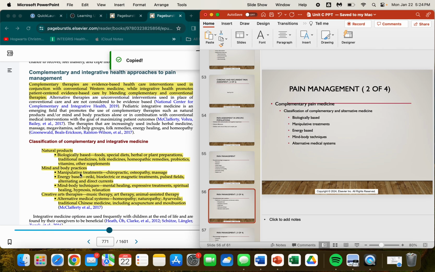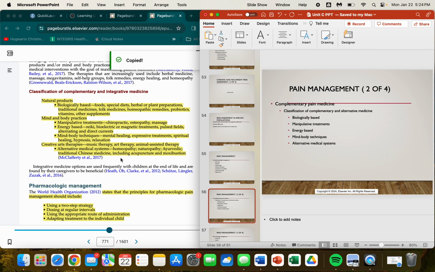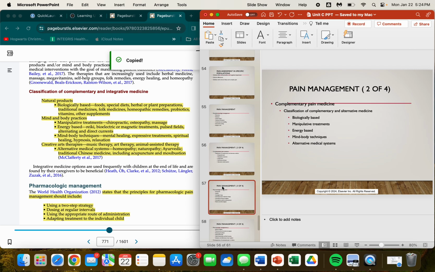Art therapy, distraction, homeopathy, mental healing therapy, osteopathic massage, all of those complementary pain relief tools in conjunction with our Western medicine. Those include alternative medical systems, mind-body techniques, and manipulative treatments. So just note that those are options when it comes to talking about pain management.